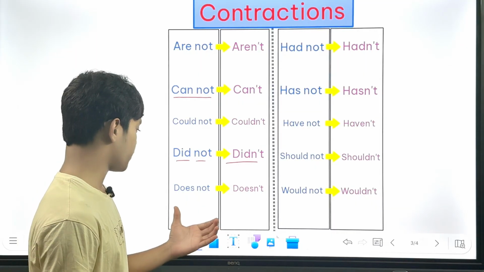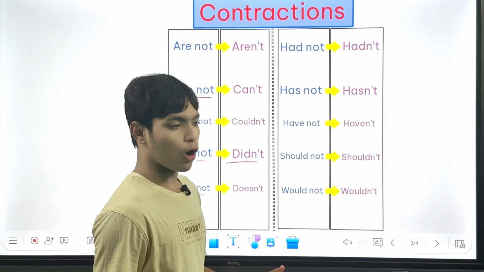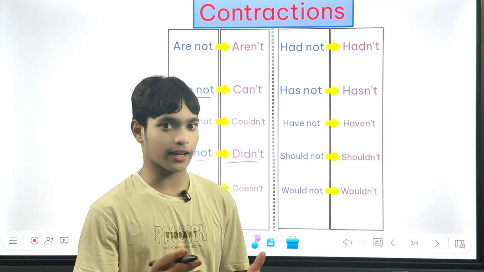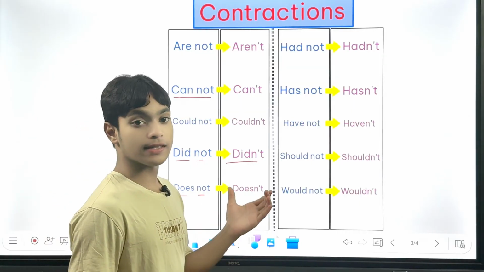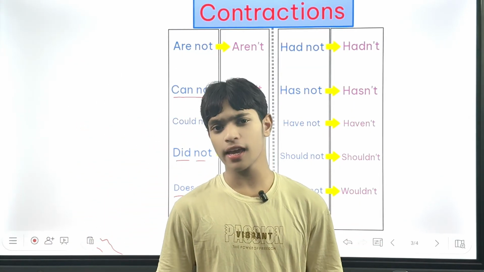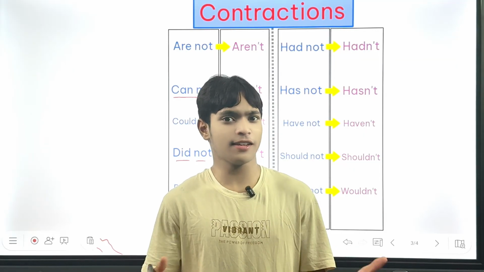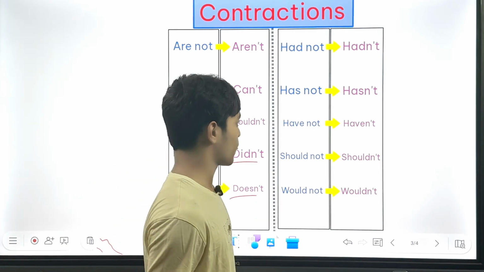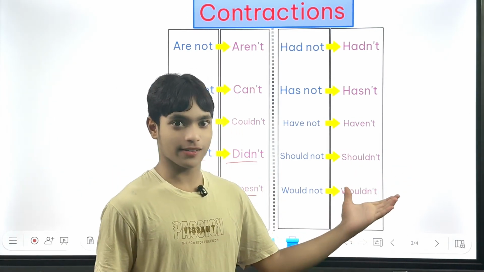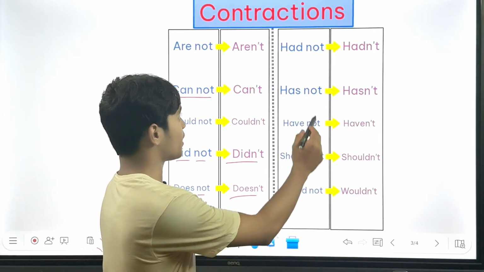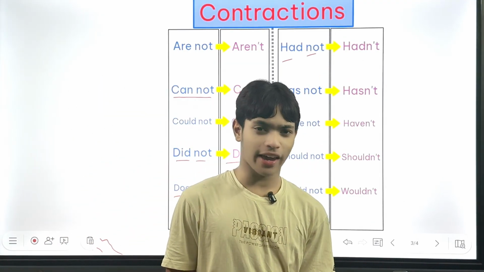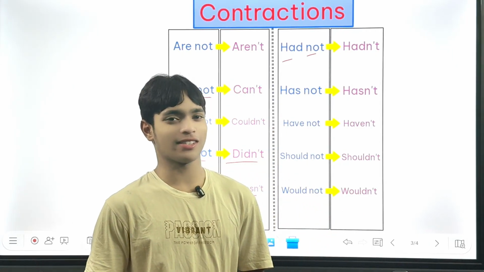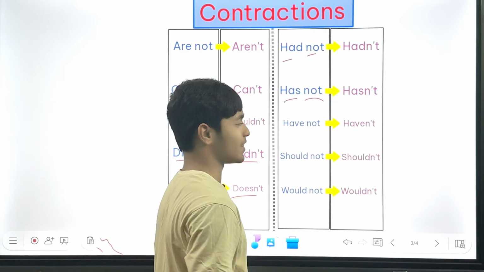After this we can see "does not." It is the same thing, but this is the present form for the third person singular. You know that, so that's why we say "does not." But in short, we will say "doesn't." It doesn't matter. Very common sentence. Anyway, on the right side you can see "had not." Will we say "had not"? No, we will say "hadn't." Very easy.